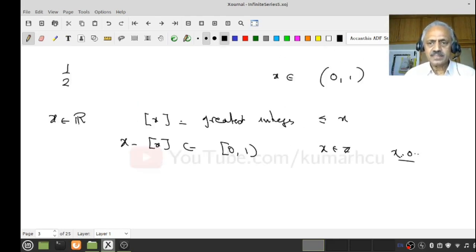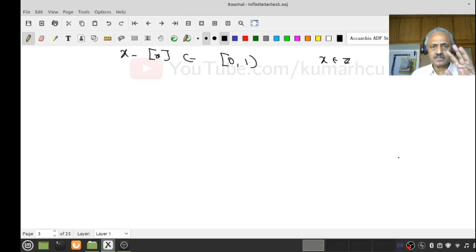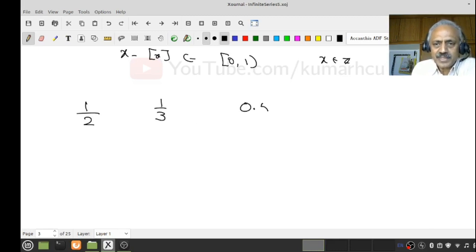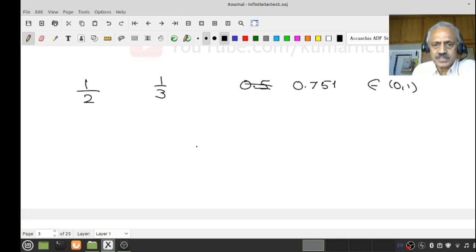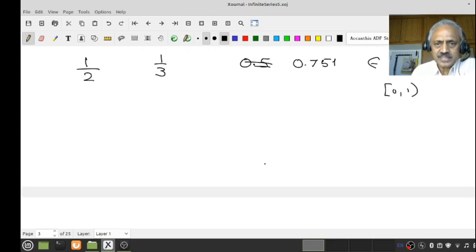Now how do I write that decimal expansion? So I'm going to take three numbers and work all the time with those: 1 by 2, 1 by 3, and let us say 0.751. These are numbers in the open interval (0, 1). I want to explain the geometry, because half and 1/3 you know how to do, but I want to explain the geometry. Think of this as 0 and 1, so that you'll understand what is happening.